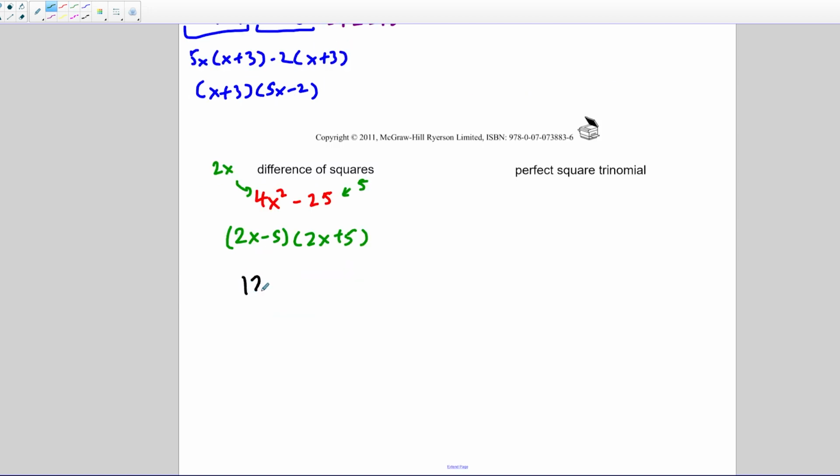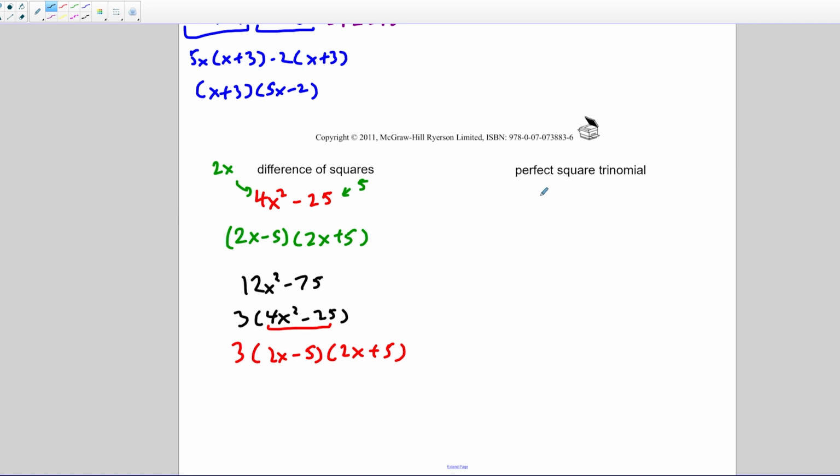One more quick example. Let's take a look at 12x squared minus 75. So we notice that neither of these terms are perfect squares. So we're going to go ahead and divide out a 3, and we're left with 4x squared minus 25. So we can see here that this is a difference of squares, which is exactly what we had before. So just a quick little shortcut here, 2x minus 5 and 2x plus 5.